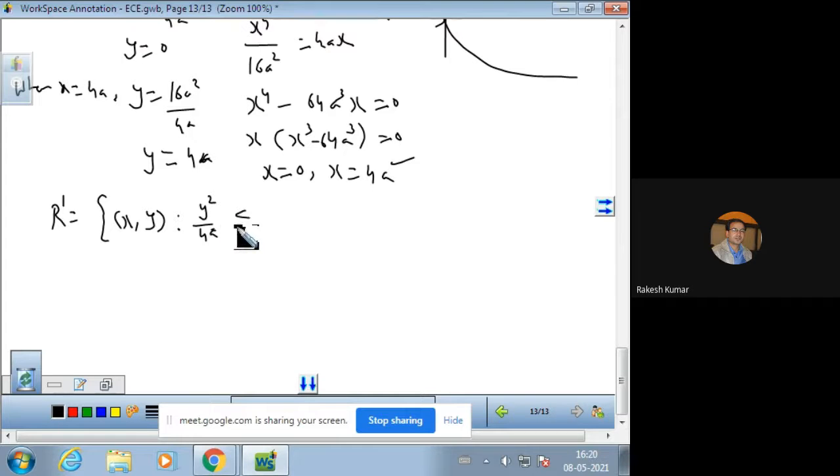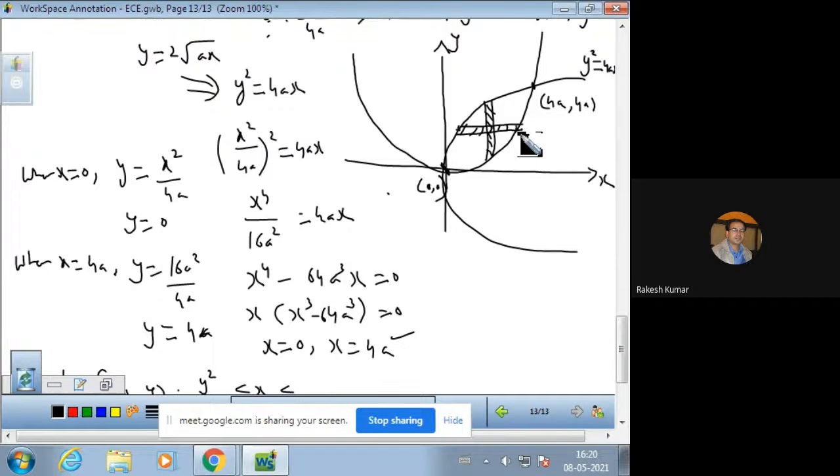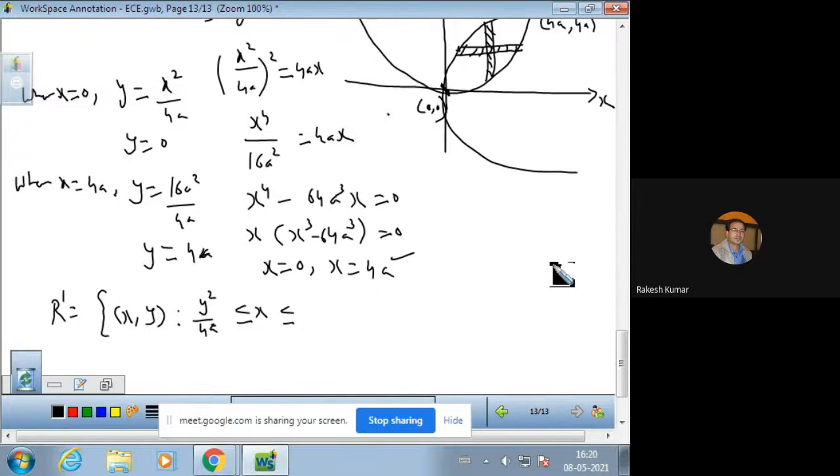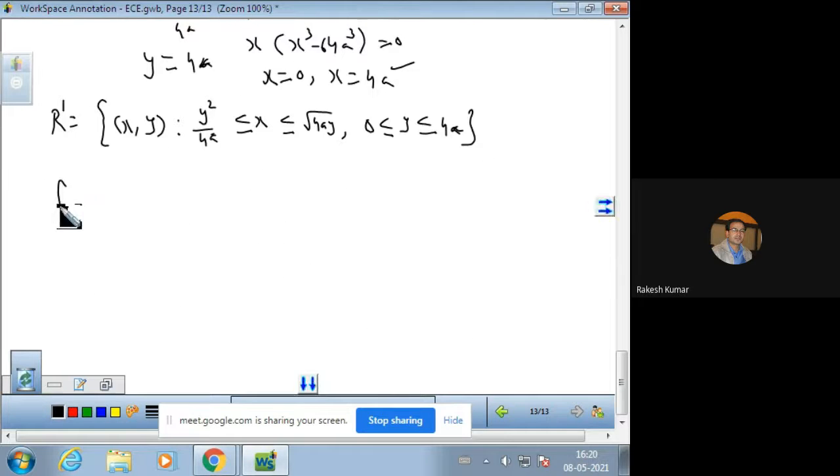And the value of x at this curve, from x square equals 4ay, moving terms to the right side and taking the square root, will be square root of 4ay. And the limits of y will be 0 to 4a. It is obvious, 0 to this point 4a. So this is the new region of integration, and now we can evaluate the integral dy dx.